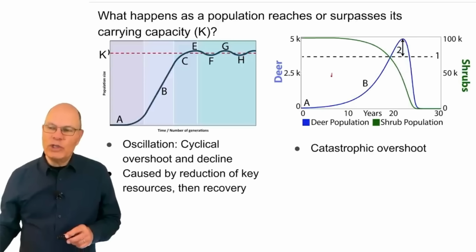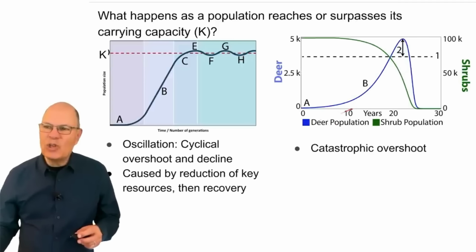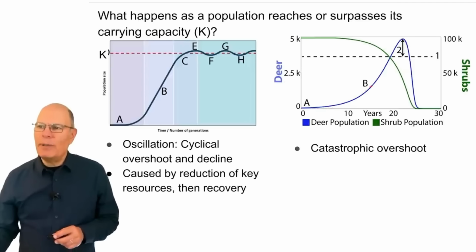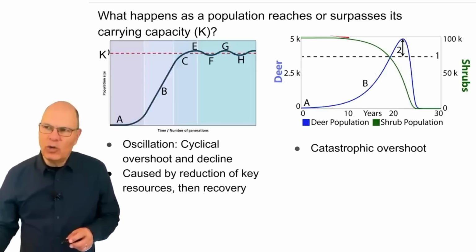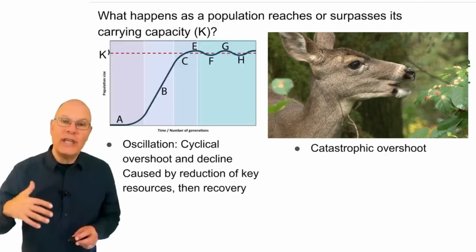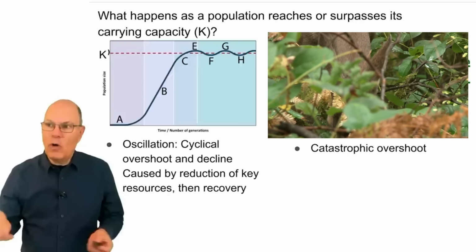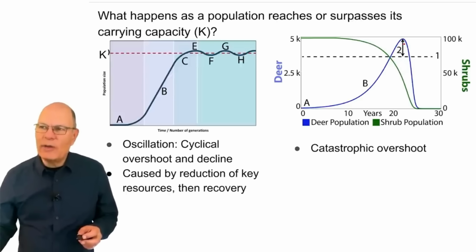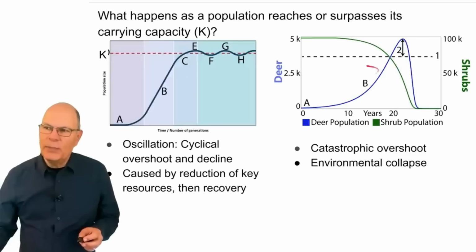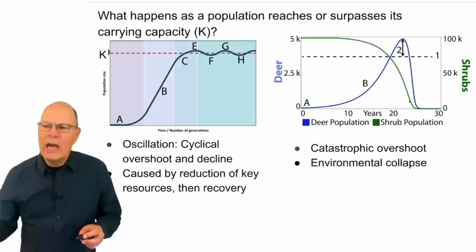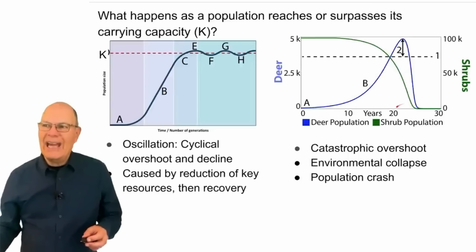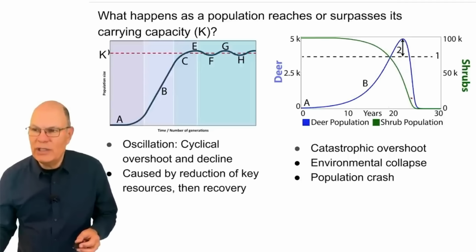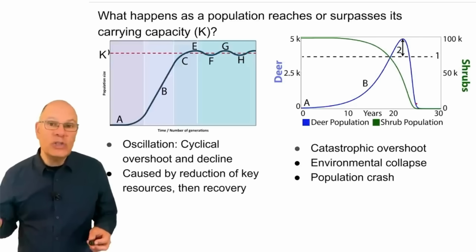That is different from what's shown on the right, which shows a catastrophic overshoot. The line in blue represents the population of deer. The line in green represents the shrubs that the deer use to forage and to supply themselves with food. Well, in this case, there's a catastrophic overshoot of the carrying capacity, and that causes essentially an environmental collapse. The population of shrubs crashes and the population of deer crashes, and there's no subsequent recovery.